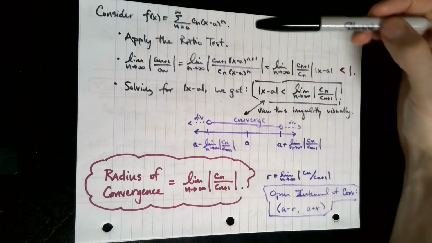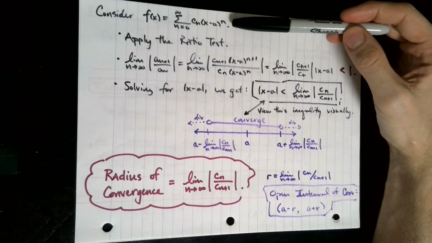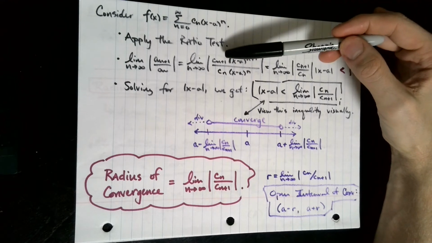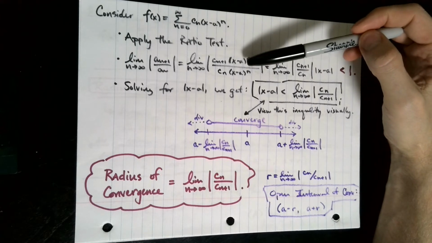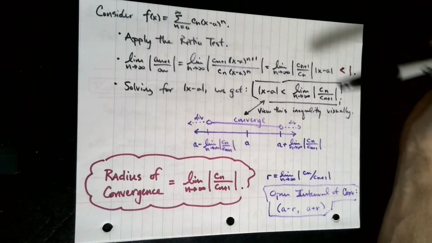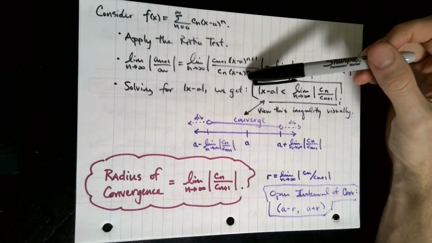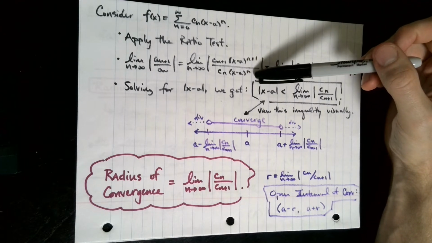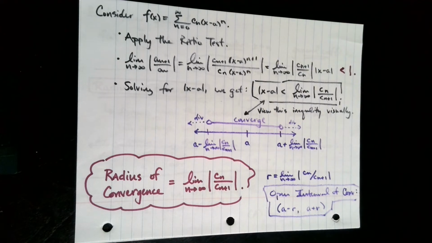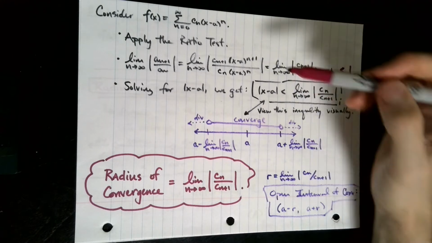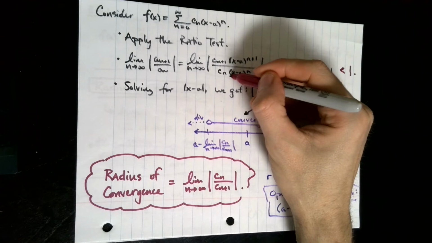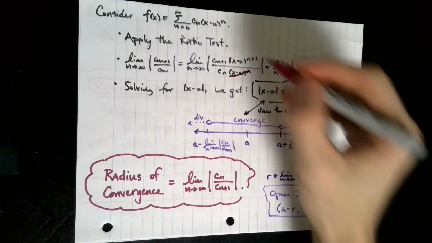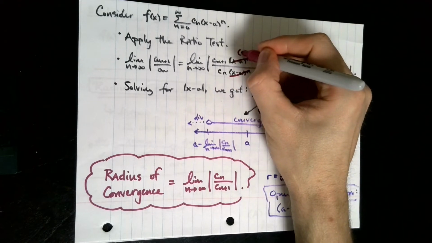Well, in this case, what is the n plus 1th term? The n plus 1th term is just going to be c sub n plus 1, and then (x minus a) raised to the n plus 1th power. And down below, the nth term will be just c sub n times (x minus a) to the n. Now, noticing that there's a bunch of factors of x minus a upstairs and downstairs, all of the factors of x minus a downstairs will cancel, leaving just a single factor of x minus a upstairs.